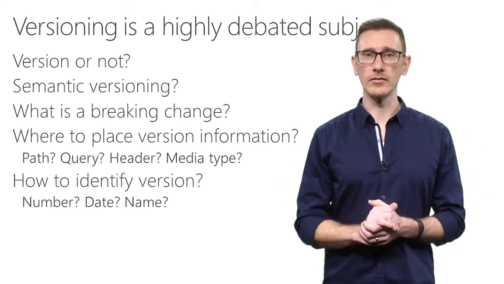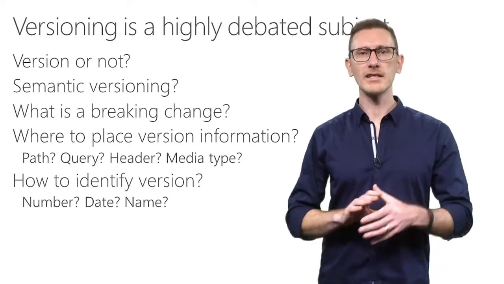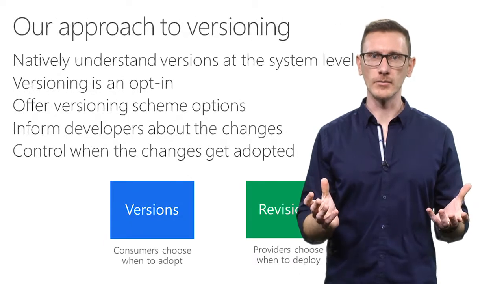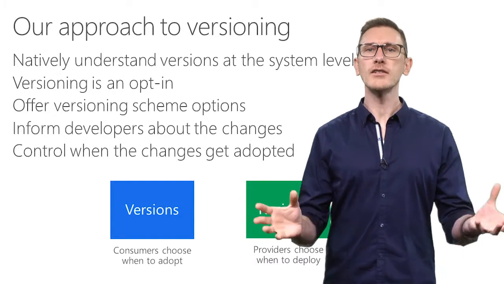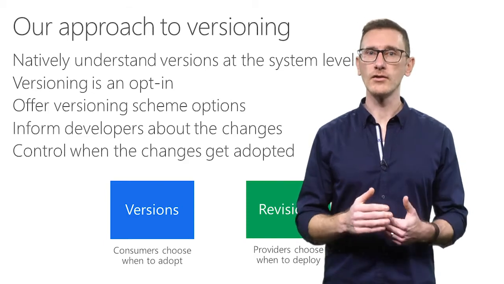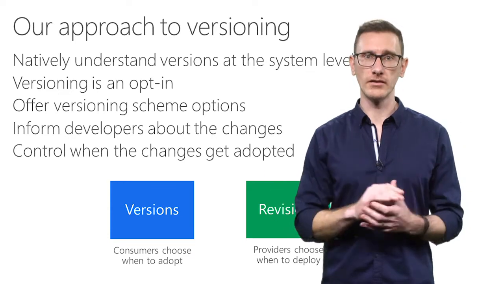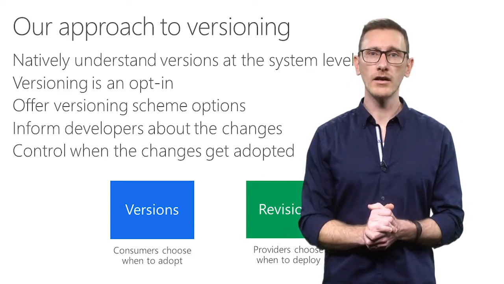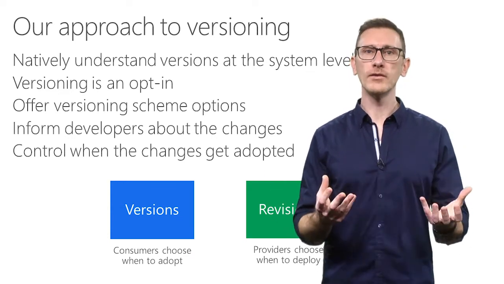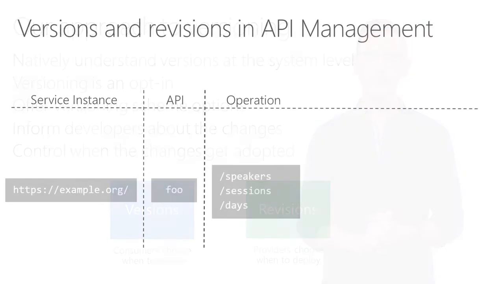Where do you place version information? There's a whole bunch of different approaches. So how do we take the approach in Azure API Management? Well, first, we natively understand versions throughout the whole system, but it's an opt-in. You don't have to take it. We give you a whole bunch of different approaches to actually apply versions to your APIs, and we give you a way to inform developers and control when changes get adopted. So let's take a look at how versions and revisions actually work in Azure API Management.